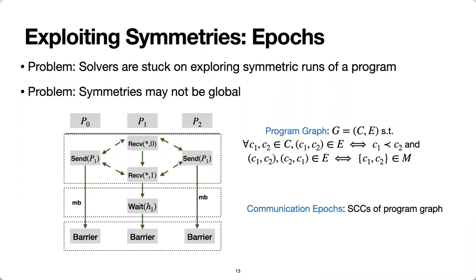Once we have designed these program graphs, we identify epochs, which are essentially strongly connected components over this program graph. These communication epochs define regions within which every call issued would find its match. This was important because now our symmetry detection was localized within these epochs or strongly connected components. So that was the part that dealt with identifying local symmetries.